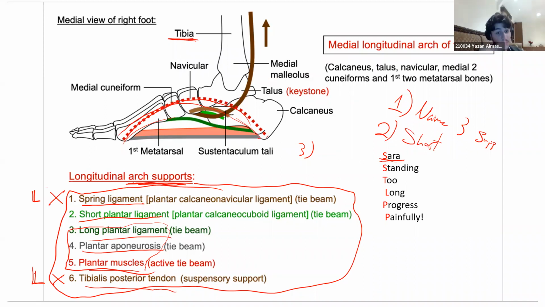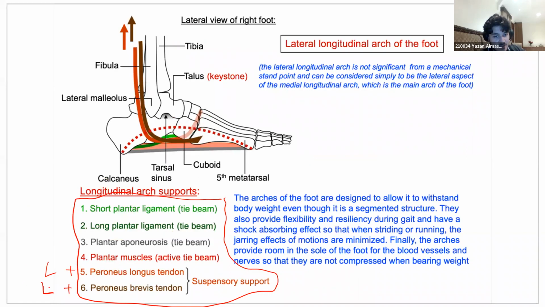Definitely, because a question might, not always comes, but might come, and it's an easy question. It's just pure memorization, and it's going to be straightforward, inshallah. Okay, and the same thing for the lateral side, except that we don't have these 2. We have these 2 extra in the lateral side, the peroneus longus tendon and peroneus brevis. So this is the concept you need to understand from the foot arch.